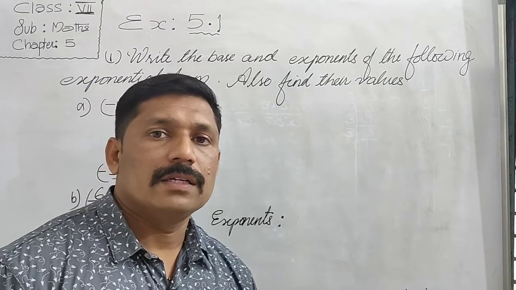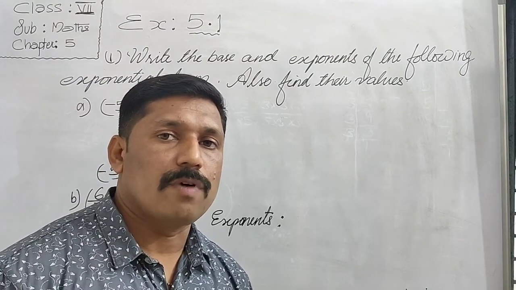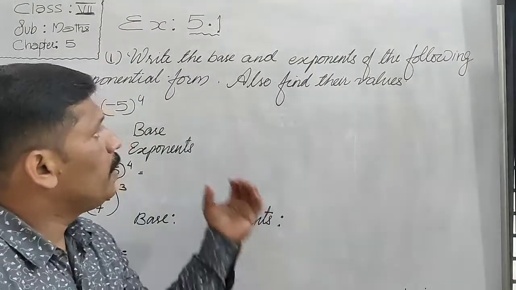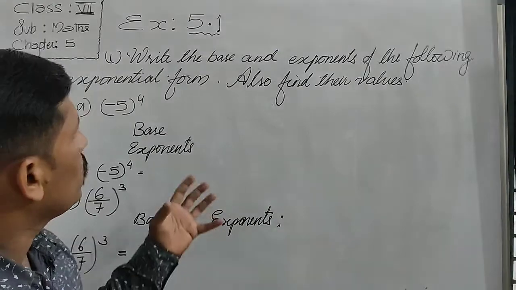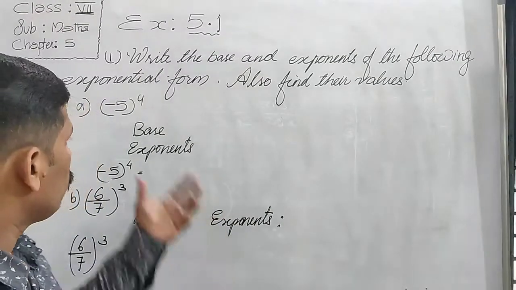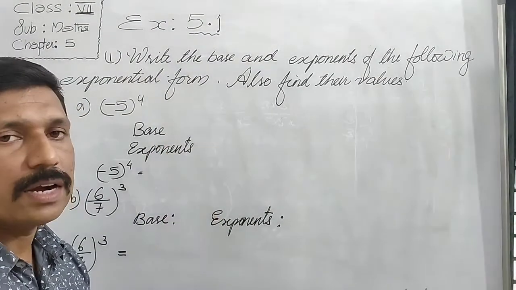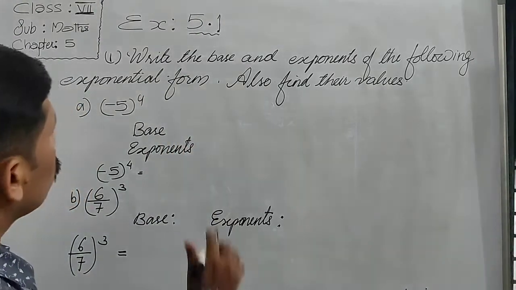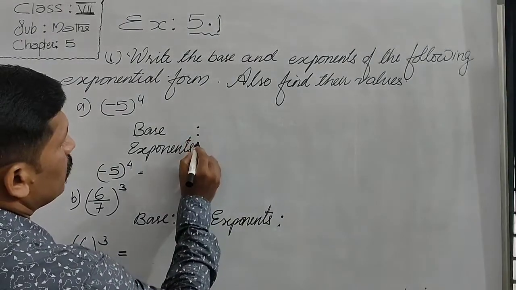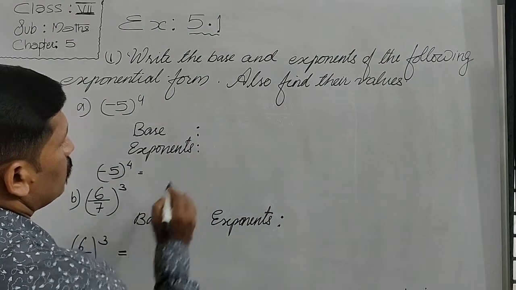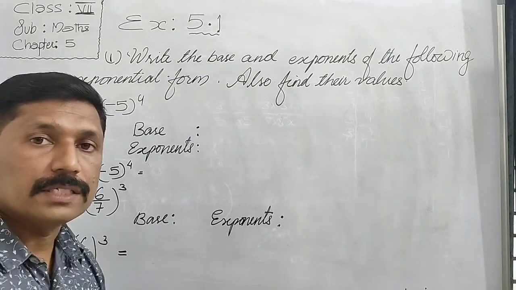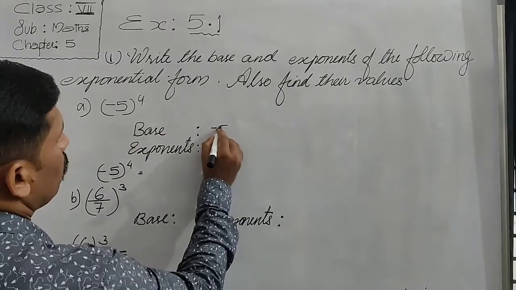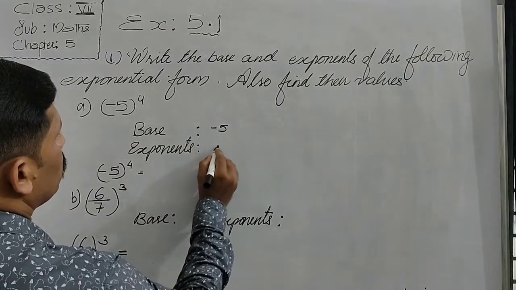Children, now we are going to solve exercise 5.1, first question. Look at the question. Write the base and the exponent of the following exponential form. Here one exponential form is given, and what are its base and exponent, and also find their values. I already told you that base means the number that is written downside, and exponent means the number that is written at the right top of a given number. Here you can see that base is -5 and exponent is 4.